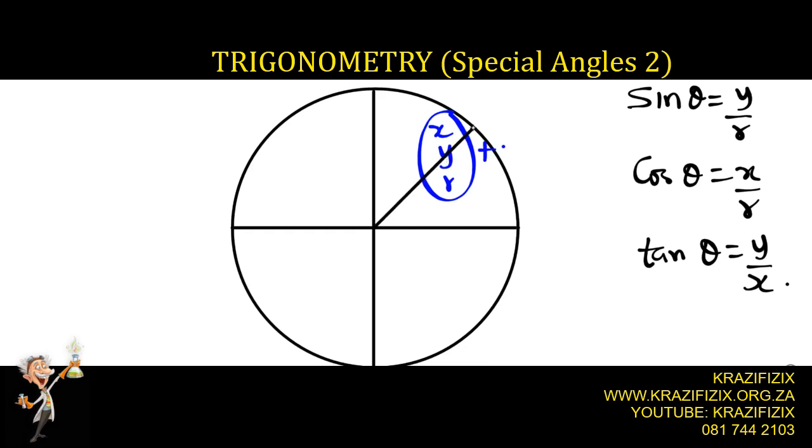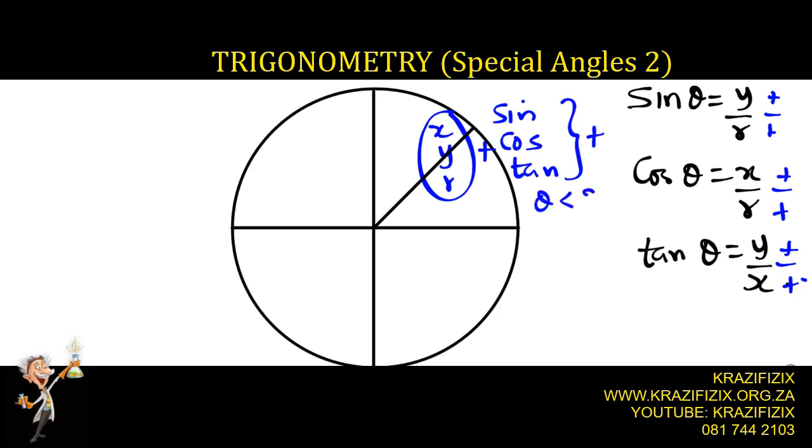Alright, so x, y, and r are all positive. If x, y, and r are all positive, positive divided by positive will be positive. What that simply means is my sine, my cos, and my tan will all be positive if my angle is between 0 and 90 degrees, quadrant number 1. So here we say all are positive. Sine, cos, and tan are all positive because my x, y, and r are all positive.